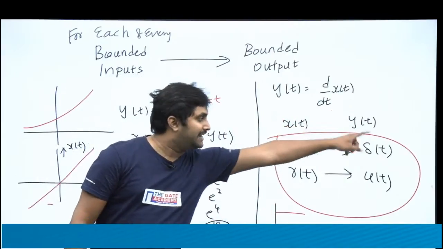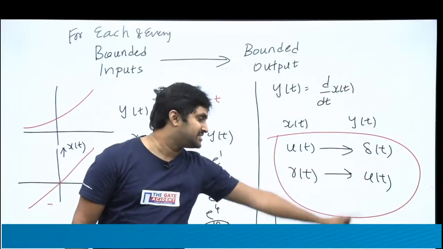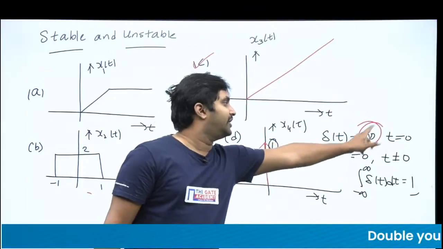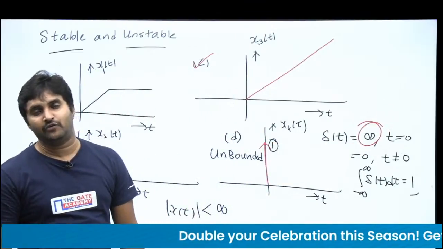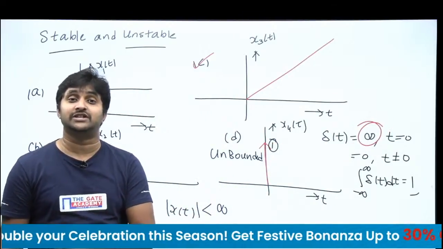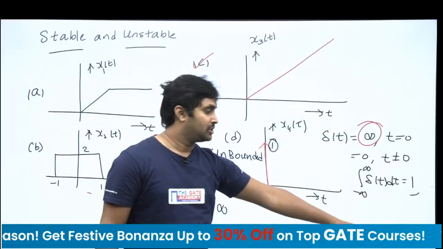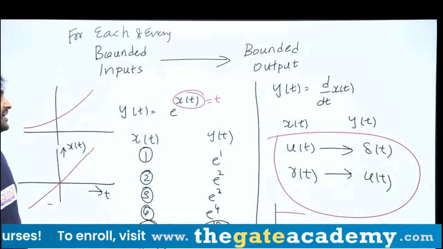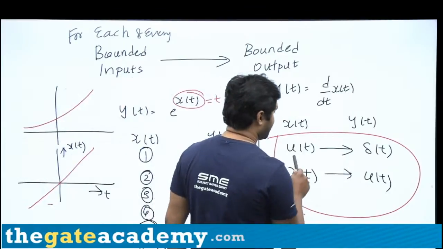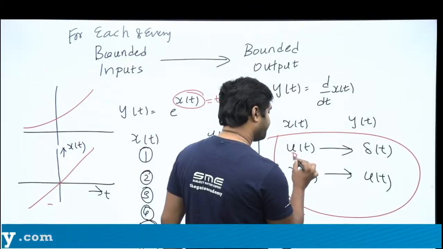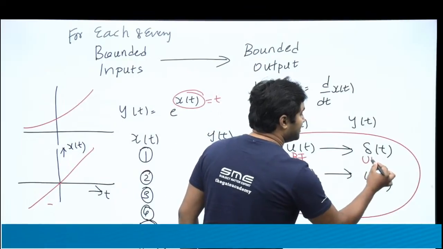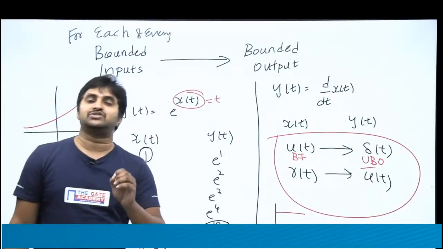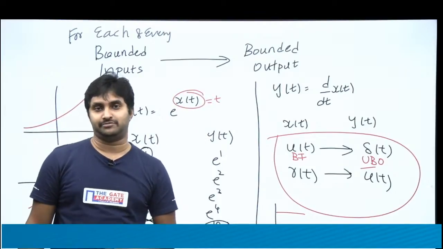So I am getting an output which is del of t. We have already seen del of t. Del of t is equal to infinite for t equal to 0, my dear students. It means that it is unbounded. So boundedness is leading towards unboundedness. The bounded input is leading towards an unbounded output, my dear students.